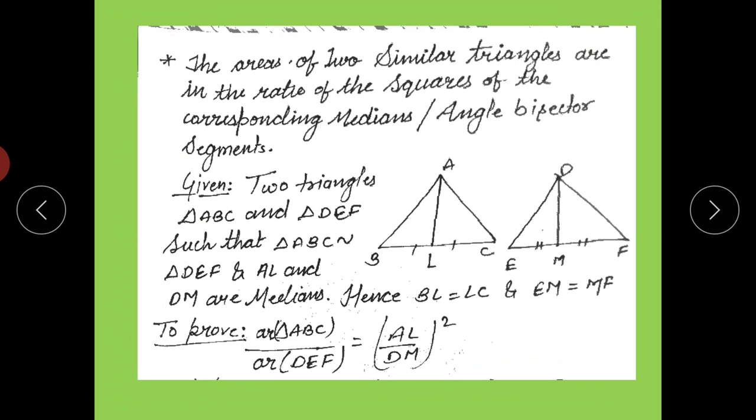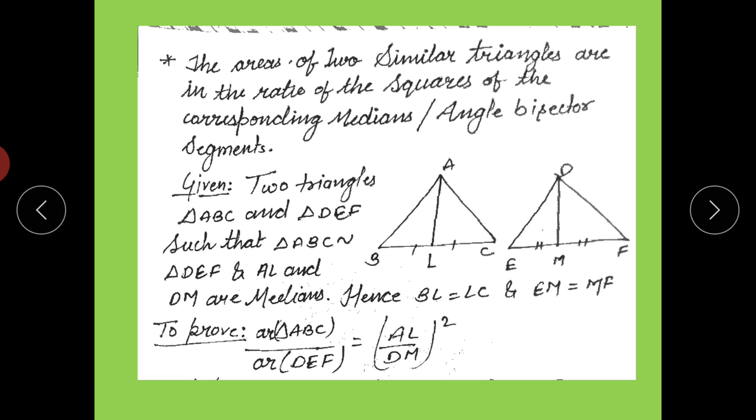Next very important theorem. The areas of two similar triangles are in the ratio of the square of the corresponding medians and the angle bisectors. So what is given here? Same given: two triangles are similar, triangle ABC and DEF are similar triangles. अगर सिमिलर हैं तो क्या होगा? एंगल A D के इक्वल, एंगल B E के इक्वल, एंगल C F के इक्वल. Corresponding angles are equal and the ratio of their sides are also equal.